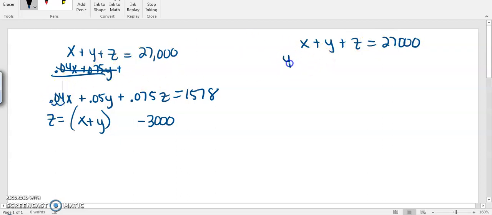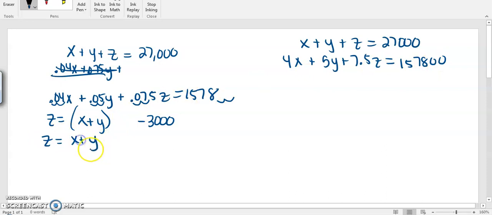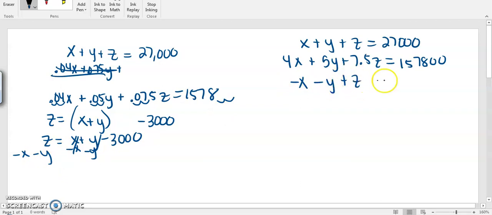So we have 4x plus 5y plus 7.5z equals, so if this moves twice, and this moves twice, this moves twice, so it's 157,800. And then this one is z equals x plus y minus 3,000. So I'm going to subtract x and subtract y, and move them to the other side. So you have minus x minus y plus z equals negative 3,000. So this is my equation 1, 2, and 3.